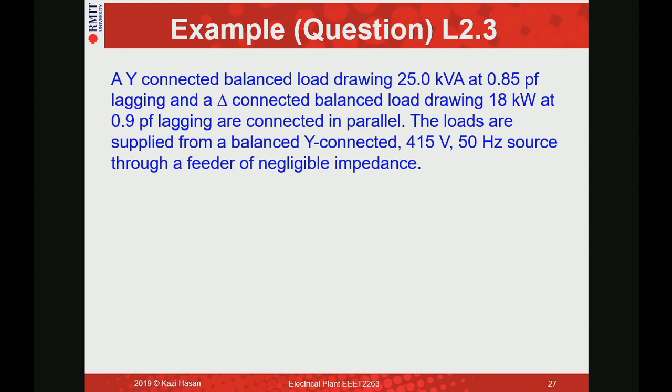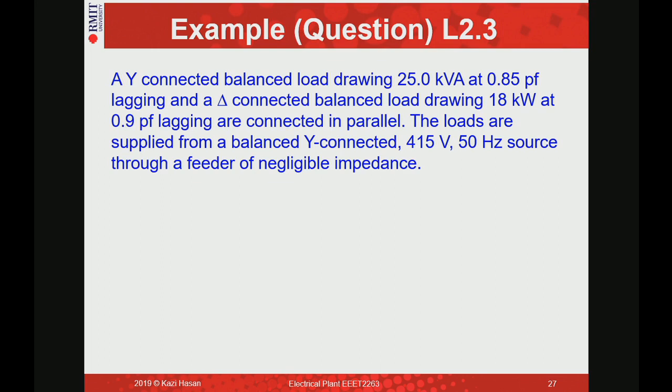A Y-connected load, balanced, drawing 25 kVA. When you say kVA, what is that? S, apparent power. And the power factor cos theta is 0.85 lagging. And there is a delta connected load drawing 18 kilowatt P at 0.9 power factor lagging. And this Y and delta are connected in parallel. The loads are supplied from a balanced Y connected source through a feeder.